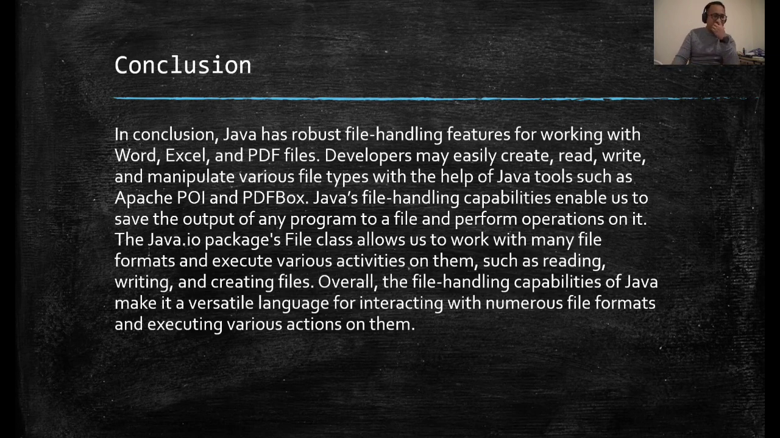And also Java's file handling capabilities enable us to save the output of any program to a file and perform operations on it using the java.io package. So overall, the file handling capabilities of Java make it a versatile language for interacting with numerous file formats and executing various actions on them. So that's one more advantage of Java, not just as an object-oriented programming language, but also as a way to manipulate, read, and write different file formats, which in this case are Word, Excel, and PDF files.